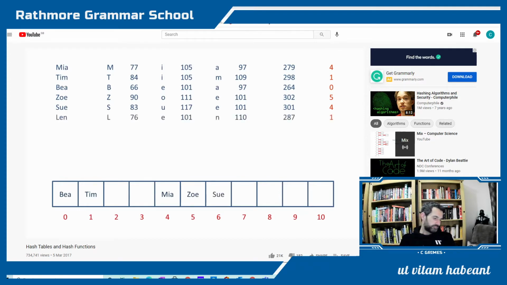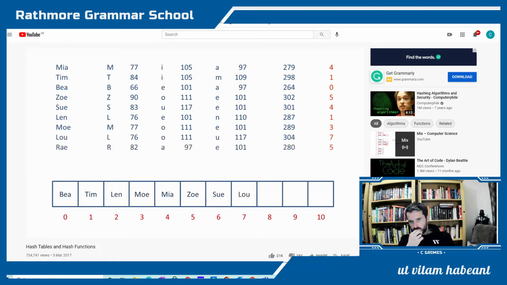The calculated position for Len is 1, but this too is occupied. So Len has to go into the next available space. Mo wants position 3, no problem here. Lou wants to go into position 7, again no problem here. But Ray wants position 5, and position 5 is occupied. So is position 6 and 7, so Ray has to go in at position 8. Max wants position 8, but of course this is occupied, so Max goes in at position 9. And finally, Todd wants position 9, but he's going to have to settle for position 10.